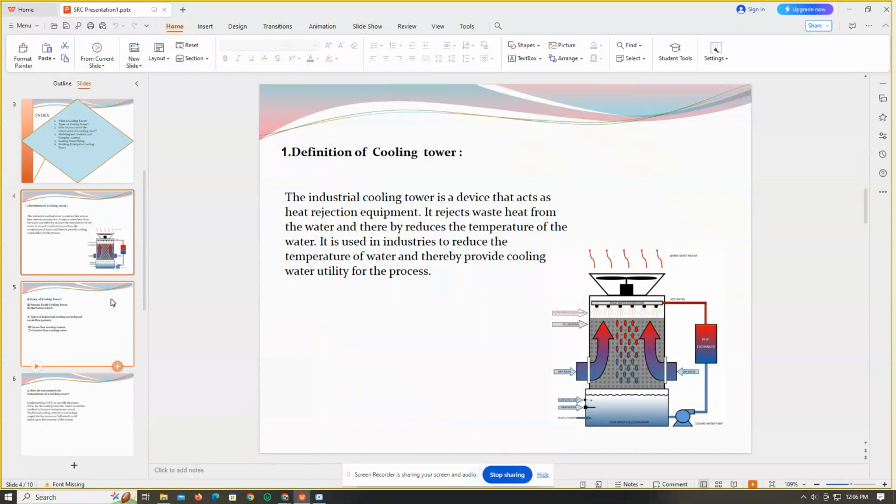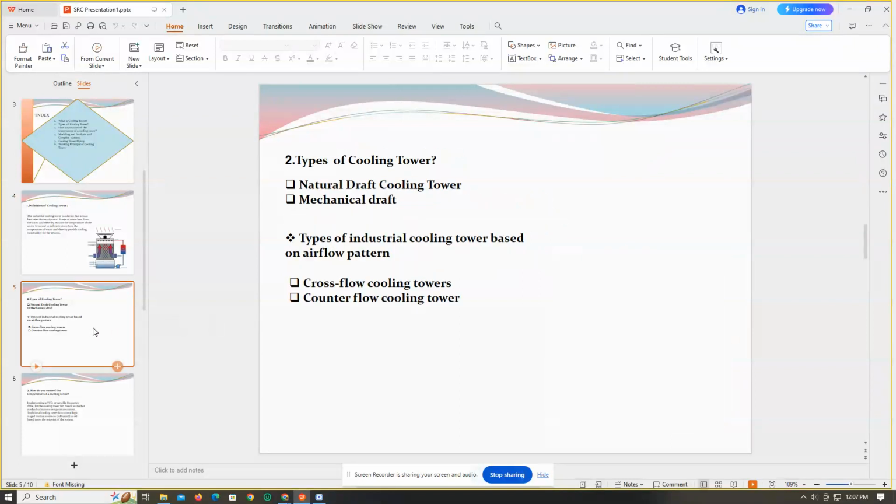The industrial cooling tower is a device that acts as heat rejection equipment. It rejects waste heat from the water and thereby reduces the temperature of the water. It is used in industries to reduce the temperature of water and thereby provide cooling water utility for the process.